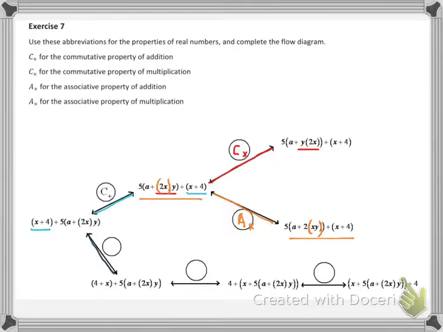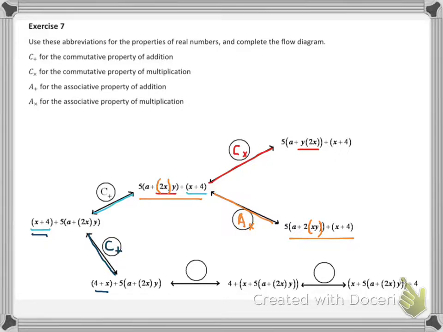How about this one? Well, I see x plus 4, and then I see 4 plus x, and everything else is the same. So all I did was change the order of addition. That's the commutative property of addition.